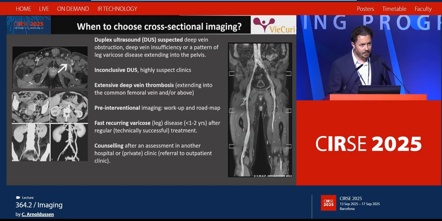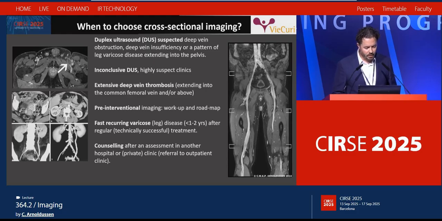Well, if you have a suspected case of deep vein obstruction, I think that you need cross-sectional imaging to get a complete overview of the disease, to understand what you are going to be treating or not. If you have an inconclusive duplex ultrasound examination but a high clinical suspicion, you need cross-sectional imaging. In case of extensive deep vein thrombosis, which is a little bit outside of this talk, you should also be considering cross-sectional imaging to assess the complete disease.